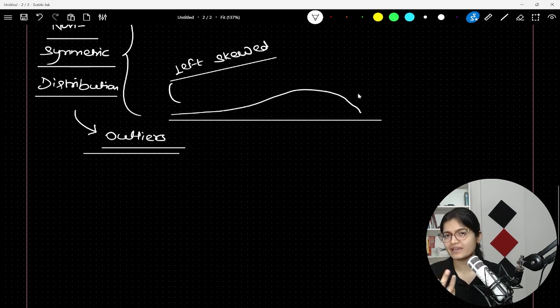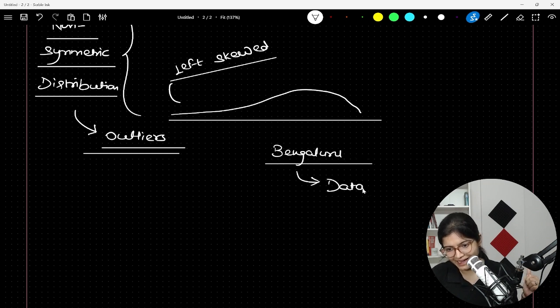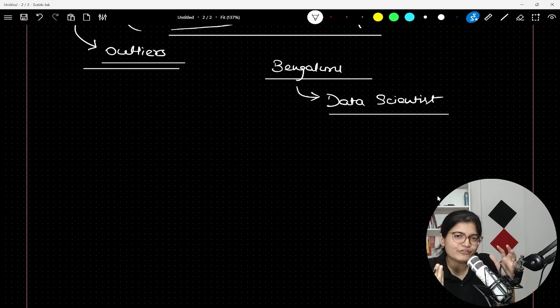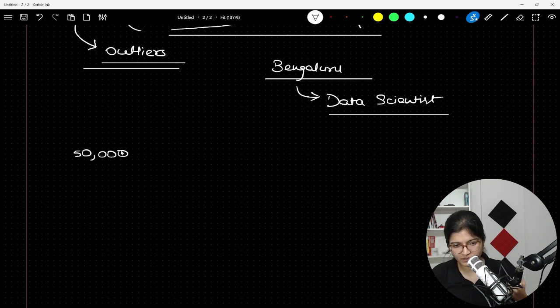I can give you a very simple example with the help of which you will be able to understand this point. For example, let's say we are doing a survey of people working as data scientists in Bangalore, on average, how much salary they are earning. Let's say I went to different places and explored different companies, product based and service based, and figured out some numbers. Some people are earning maybe 50,000 per month, some people are earning, let's say, 80,000.